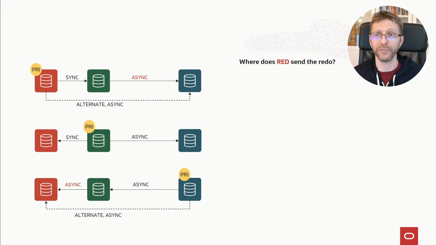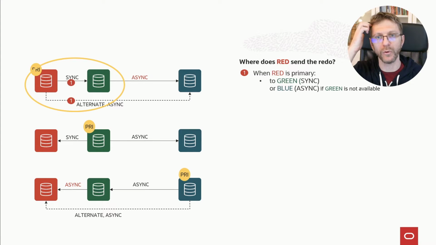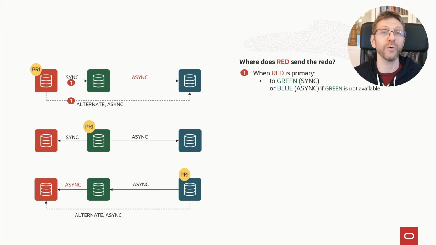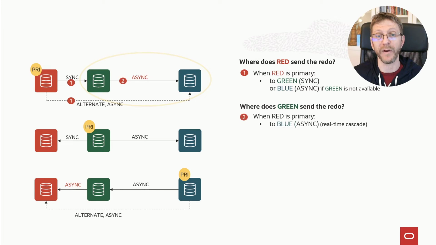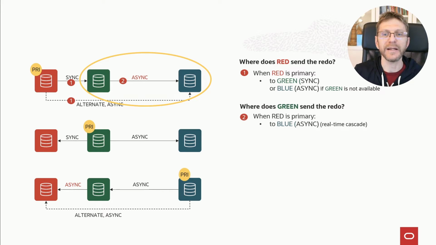Okay, so I start with the red database. Where does red send the redo? In the first case, when red is the primary, it sends to green synchronously, and if green is not available, it sends to blue asynchronously. And that's the only rule for red, because in the other two cases, when green and blue are the primary databases, red is just receiving, is not sending. Then for green, I have three rules. One rule is when red is the primary. So the rule number 2 in this case, when red is the primary, green sends to blue asynchronously.